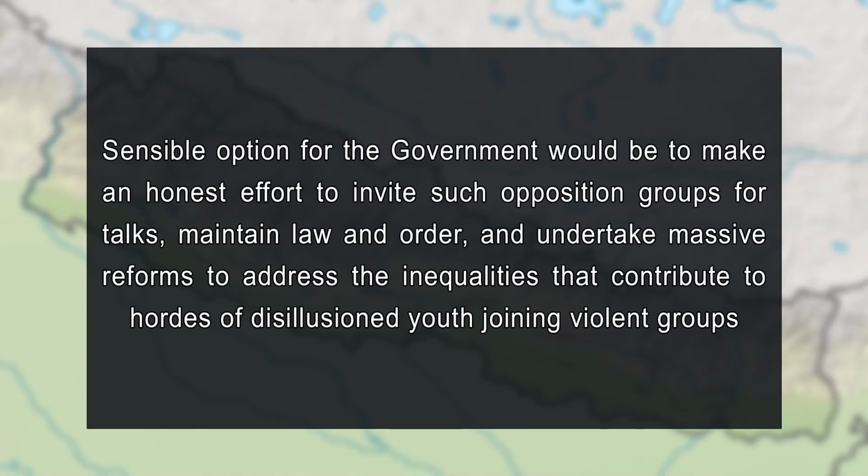The last thing Nepal needs after a decade-long insurgency, a tumultuous peace process, and a disastrous earthquake is a second Maoist war. The sensible option for the government would be to make an honest effort to invite such opposition groups for talks, maintain law and order, and undertake massive reforms to address the inequalities that contribute to hordes of disillusioned youth joining violent groups.